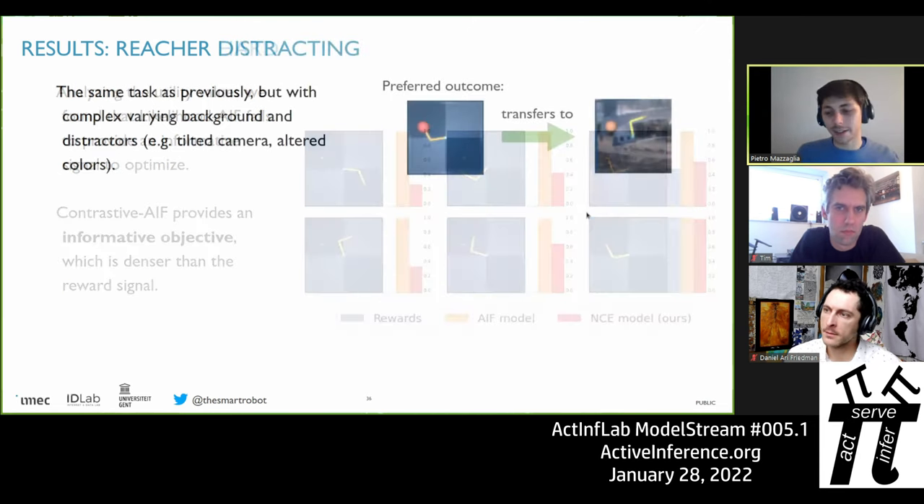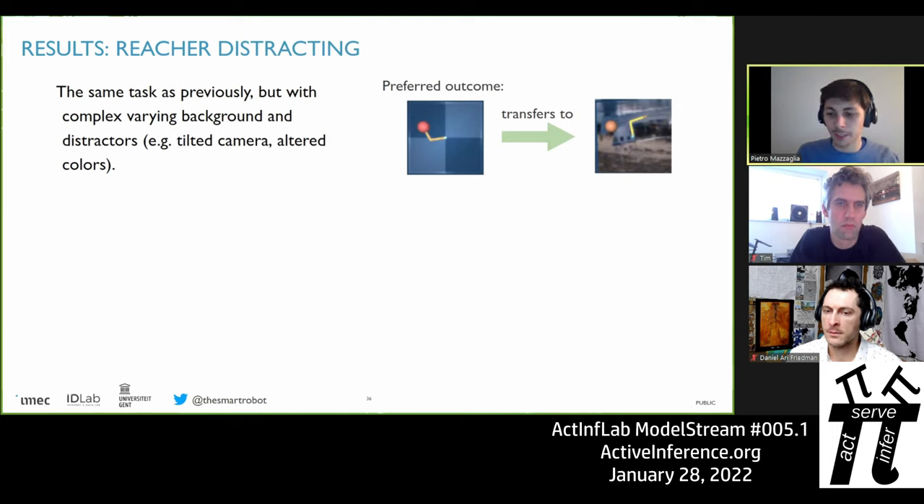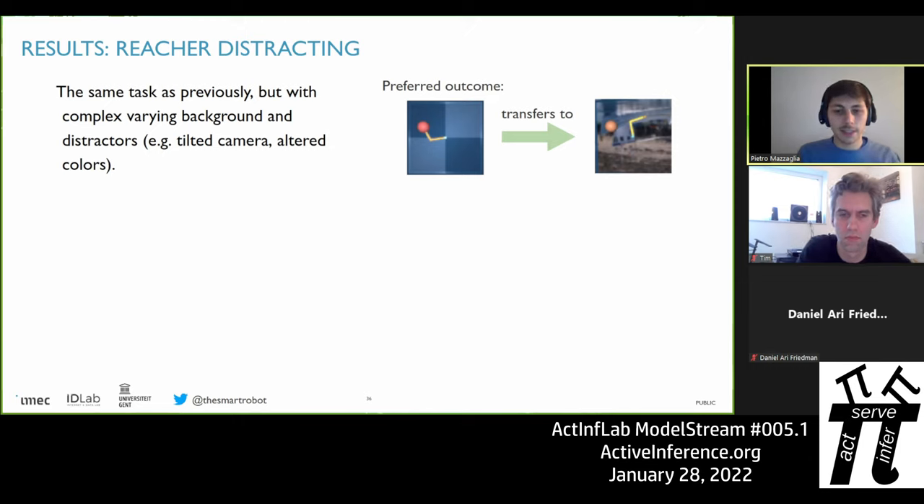So we exploit the fact that some semantic information is provided to the agent by using contrastive learning to work on a more difficult setup, the richer distracting environment. So in the richer distracting task, we have the same objective as before. We want the agent to reach the goal by penetrating the red sphere, but now we have varying backgrounds and we have structure in the environment, which could be just altered colors or a tilted camera. And we still want the agent to penetrate the sphere despite that.